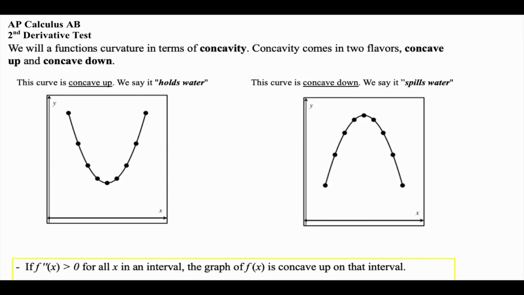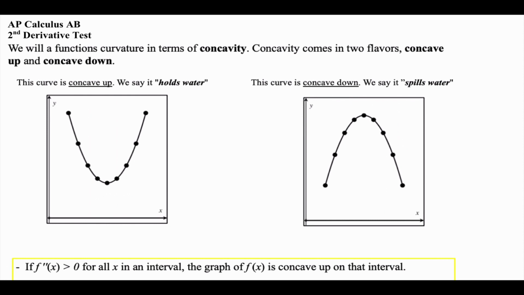Okay, so if you remember, the first derivative test is to see where a function is increasing and decreasing, right? When the derivative is positive, it's increasing. When the derivative is negative, it's decreasing. When the derivative is zero, that was either a maximum or a minimum.